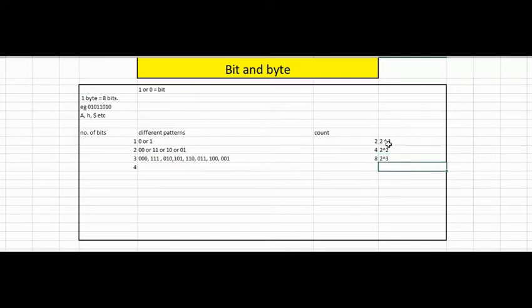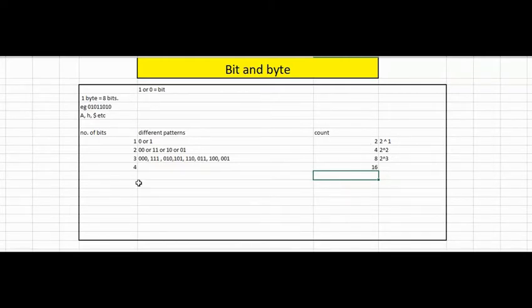So whatever the number of bits we have, we put it as a power. For 1 bit we use 2 to the power 1, for 2 bits 2 to the power 2, for 3, 2 to the power 3. For 4 it's 2 to the power 4, which is 16. So the conclusion we can draw is, if we add 1 bit on the left-hand side, the number of patterns on the right-hand side will just double.